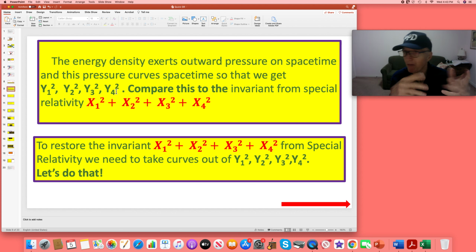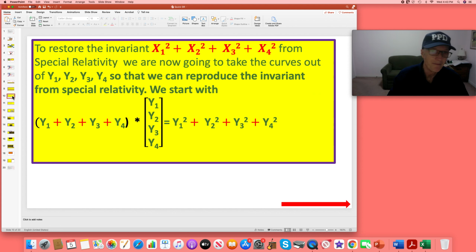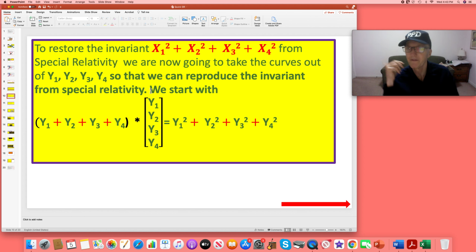And then we can write the gravitational field expression, right? So what we do is we're going to do it by making the model do it. So I say here, to restore the invariant x1 squared plus x2 squared and so on for special relativity, we're going to now take the curves out of y1, y2, y3, y4, so that we can reproduce the invariant for special relativity. So we're going to gerrymander the model to output what we desire, which is to have the same invariant from special relativity.